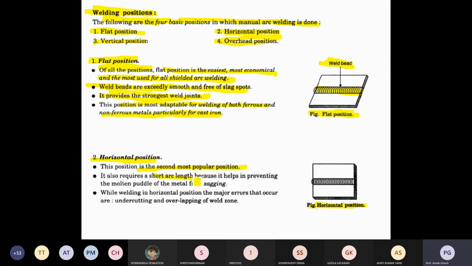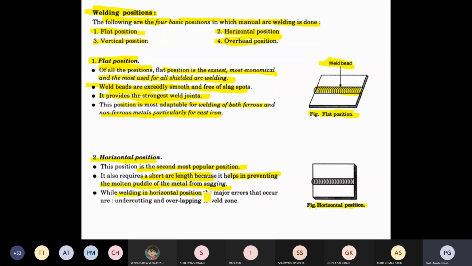They also require a short arc length. Okay, the arc length is short. It helps prevent the molten puddle of the metal from sagging. Sagging means it rounds up, so that is not there. Preventing the sagging of the molten puddle, the molten filler material, is possible by this method, but here the chances of sagging are there. That's why it is second.